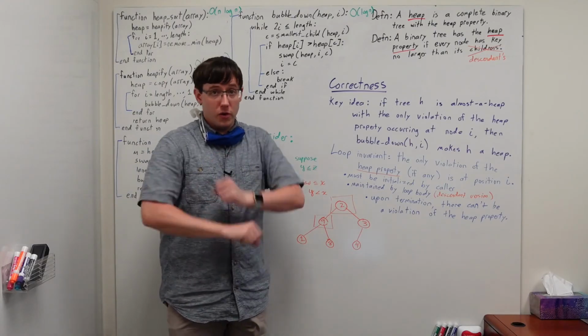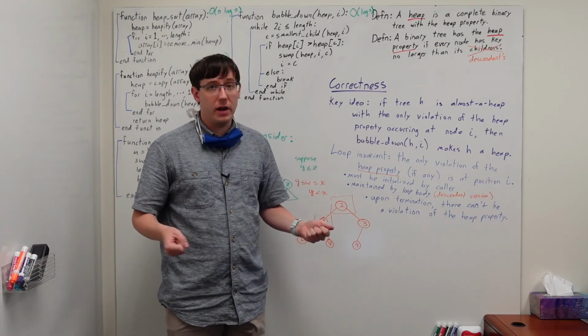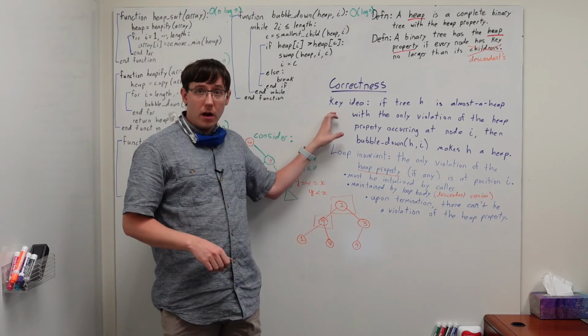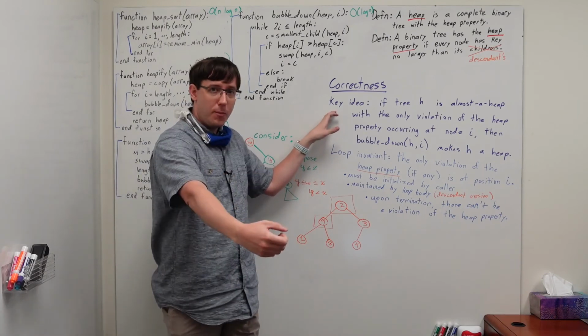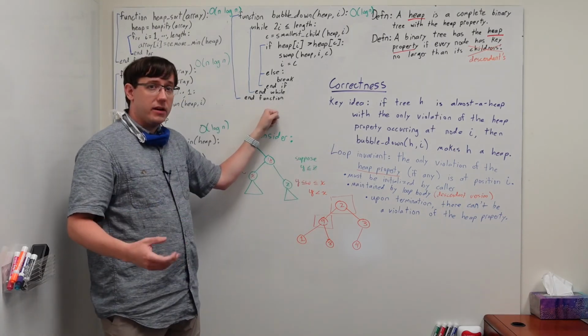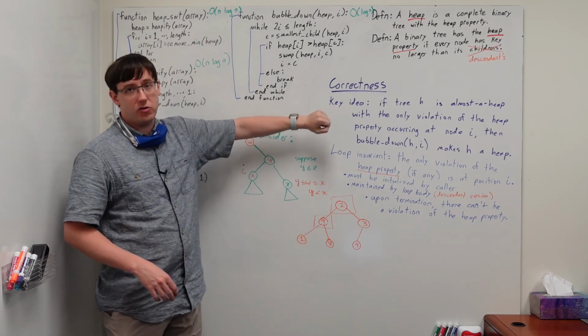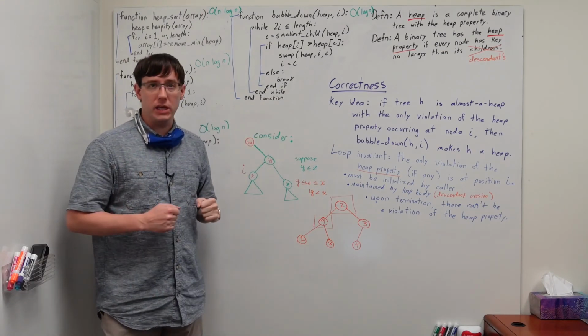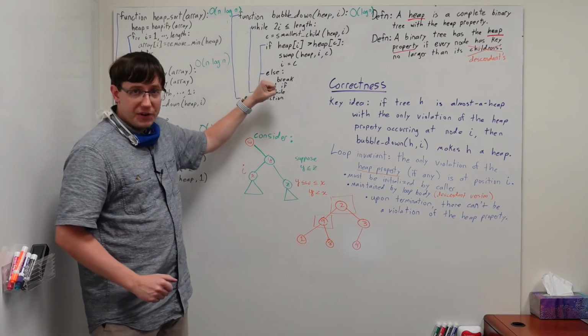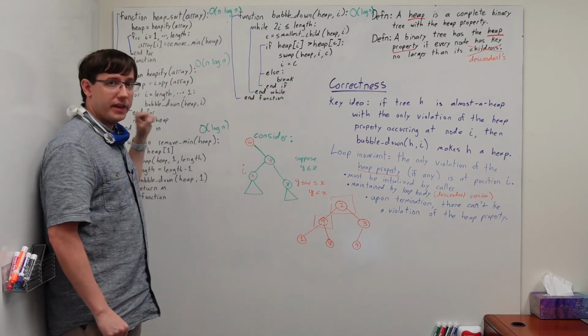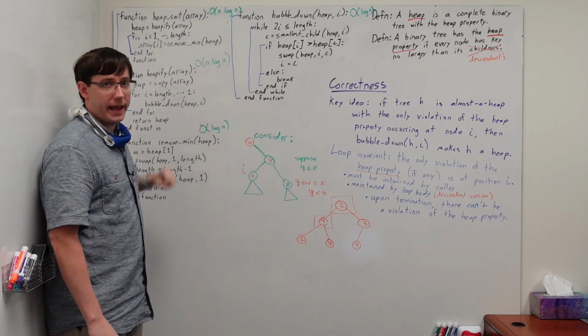And if there's nowhere in the tree that the heap property is violated, then we know that H is now a heap, and so bubble down has taken us from an almost heap with at most one violation to an actual heap. Now that we know bubble down is correct, we can think about the correctness of heapify and remove min.